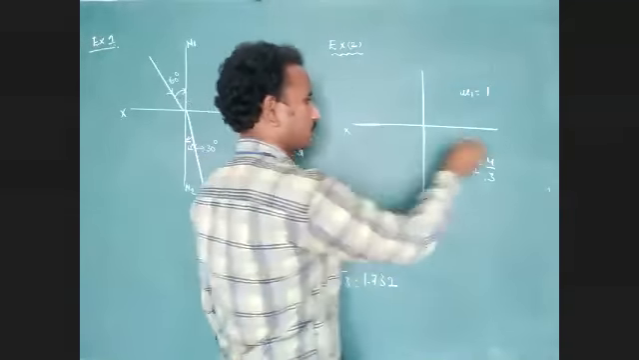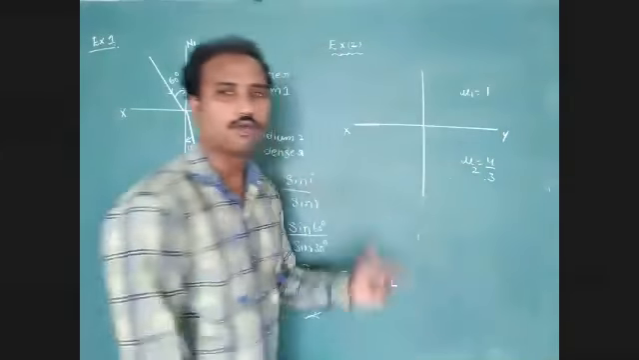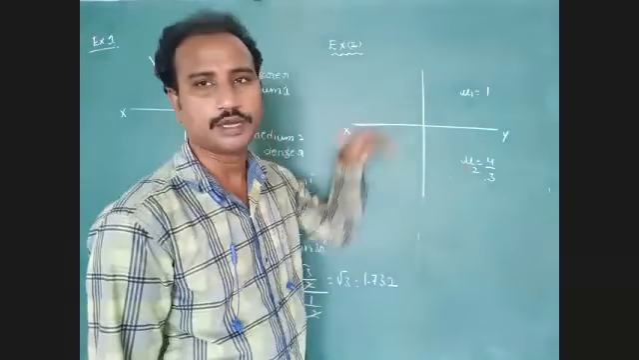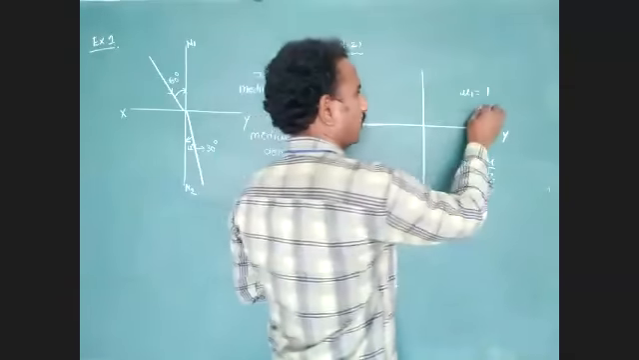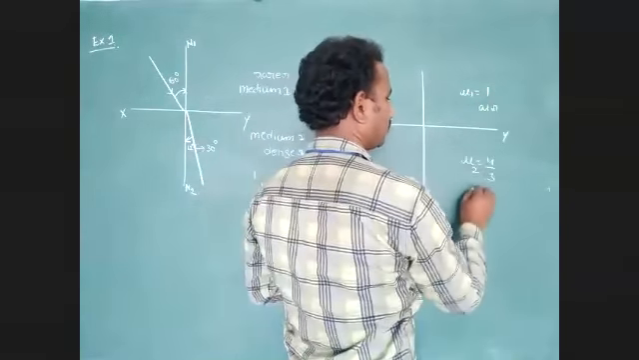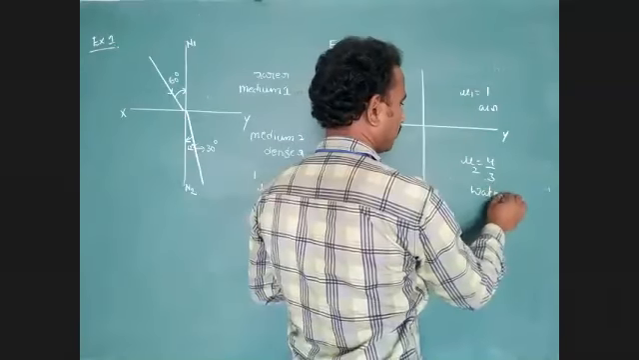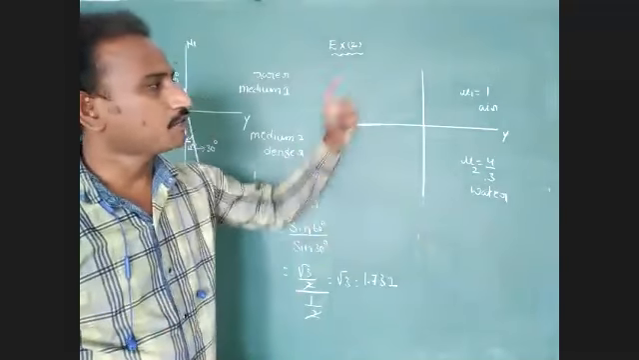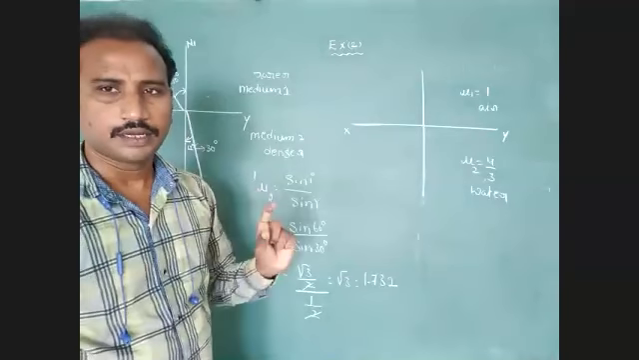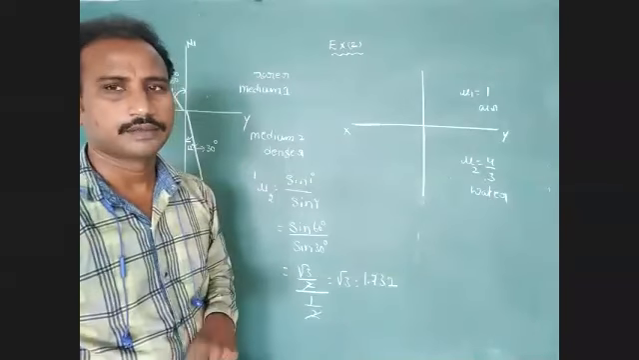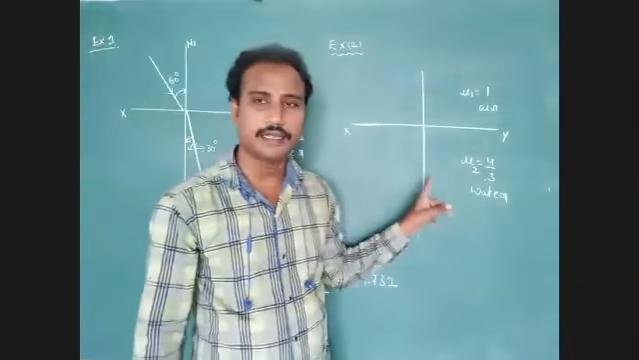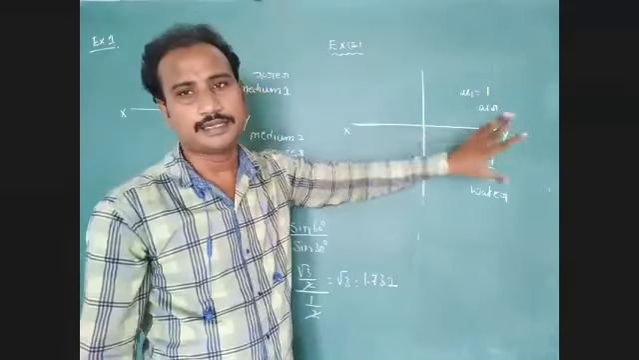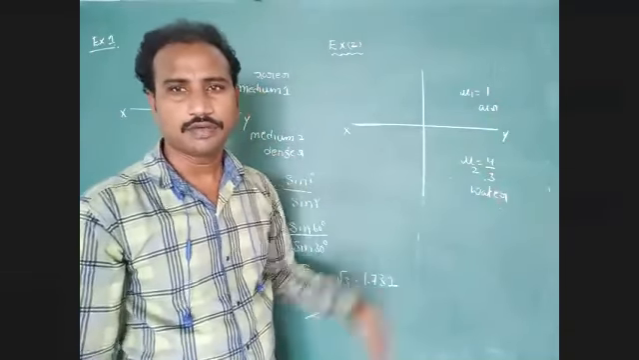Here, x, y represents one refracting surface. This refracting surface separates the two mediums: one medium, air medium, another medium, water medium. Now we have to find out the relative refractive index. What is the definition of relative refractive index? Relative refractive index is a comparison between the optical densities of the two mediums.